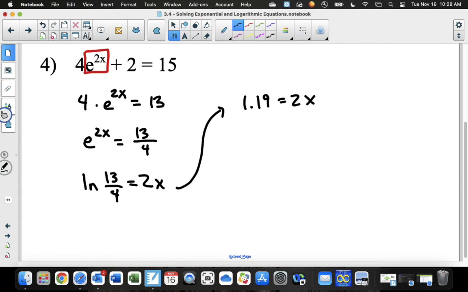1.18? Did I hear 1.18? No, okay. That's good. That makes it easier to do in my head anyway. Makes the math easier. 1.18 equal to 2x, and now you just divide both sides by 2. We end up with approximately 0.59 as our answer for x.